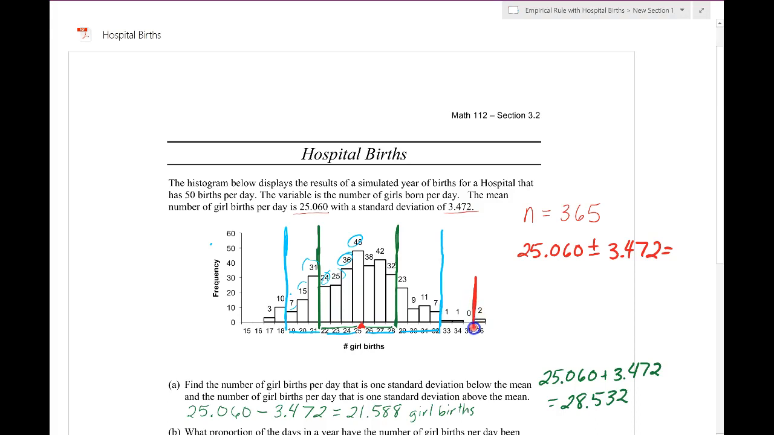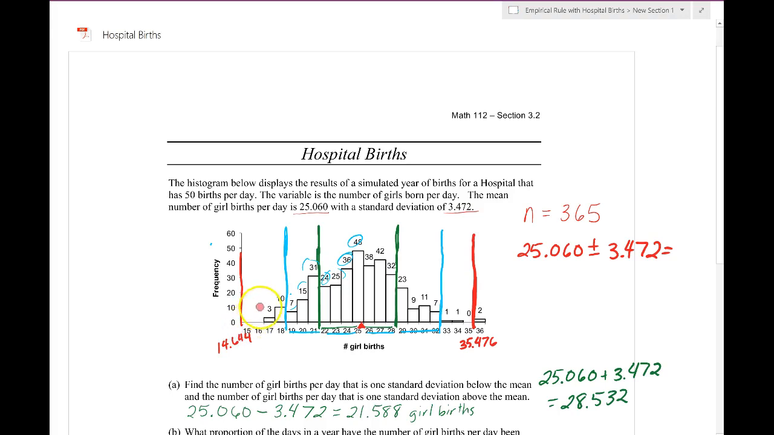35.476. So again, my boundary is going to be above 35, below 36. I might even write that in there. 35.476. And then the lower boundary was 14.644. 14.6, so that's way down here, 14 off the scale, 644.